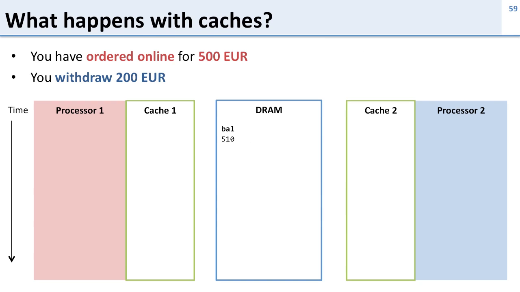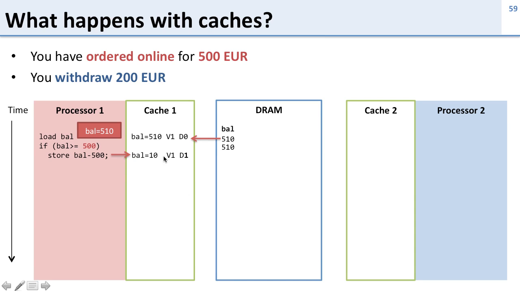So let's take a look at this. Here's our example, and we're going to use snooping. Processor 1 goes in, it's going to load the balance. Balance gets copied into the cache. It has 510, it goes ahead and does the computation. Now its cache has a balance of 10 and it's dirty. The DRAM, however, still has 510. Now processor 2 is going to go ahead and load its balance.